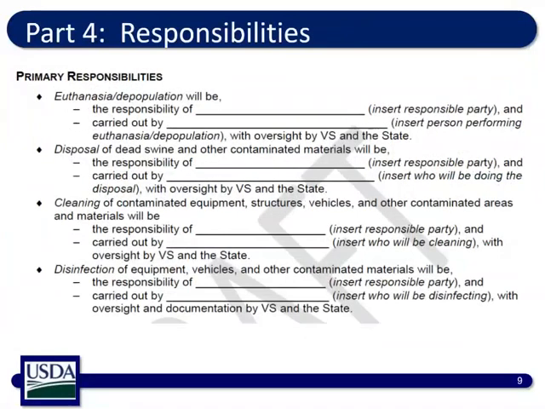The fourth part just talks about responsibilities on the farm and who will be carrying out the activities. And this could vary depending on what type of farm it is. So if it was a small backyard farm, potentially the state or federal folks might be carrying out the activities from start to finish. Potentially on a bigger commercial operation that could be carried out by the company itself. And so this section just seeks to spell out who's going to do the work as far as euthanasia, disposal, cleaning, and disinfection.